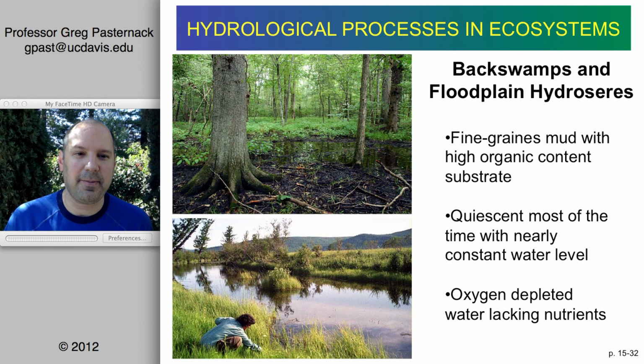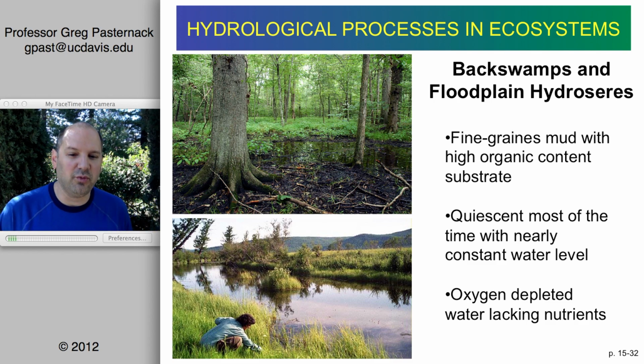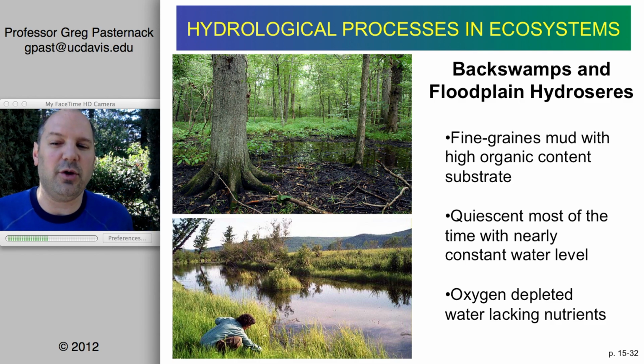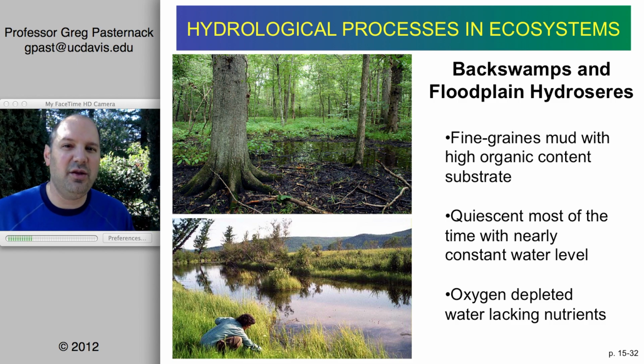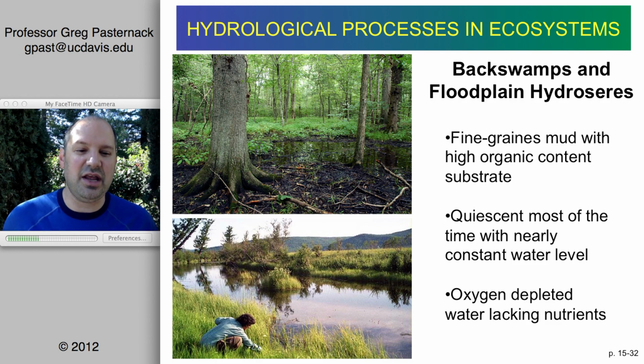In the distal regions of the floodplain, there's the back swamp. It's going to have very fine-grained material because that's the only thing that can make it from the channel this far away. It's going to have relatively consistent water levels, slow changes, and it's going to be accumulating a lot of organic matter as material dies and accumulates in what we call reducing conditions, which are oxygen-depleted conditions in the soil.